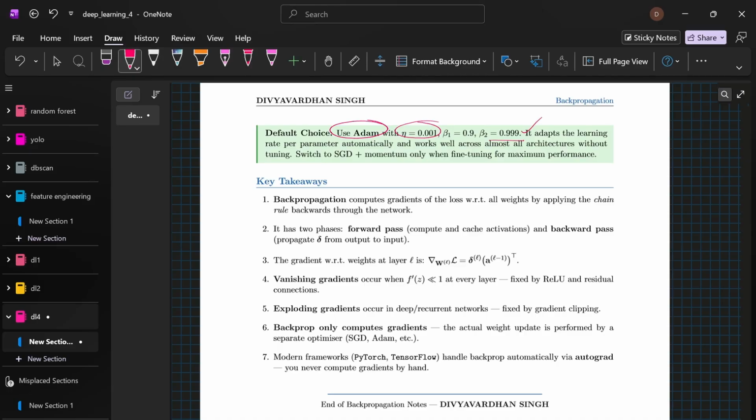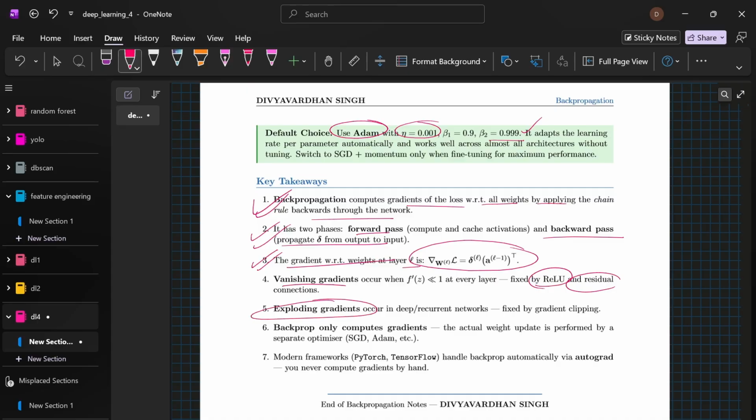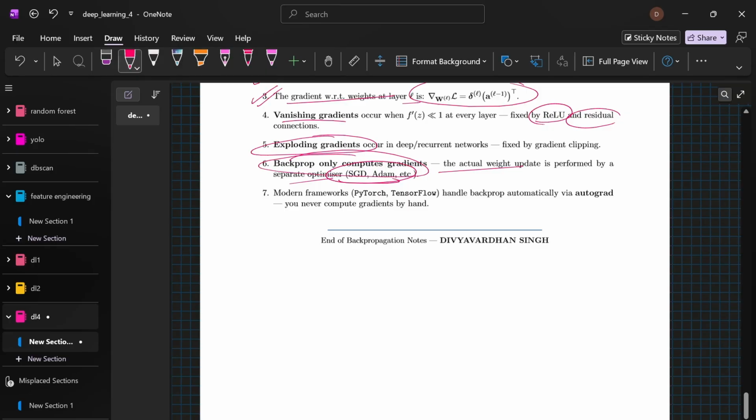Okay, now we have some key takeaways. Backpropagation computes gradients by applying the chain rule backward through the network. It has two phases: forward pass to compute and cache values, and backward pass to propagate gradients. Second, for the vanishing gradient, use ReLU and residual connections. Then for the exploding gradient, use gradient clipping, which we have just discussed. Backprop only computes the gradients, and the optimizer does the actual weight update. In practice, PyTorch and TensorFlow can handle this automatically also.